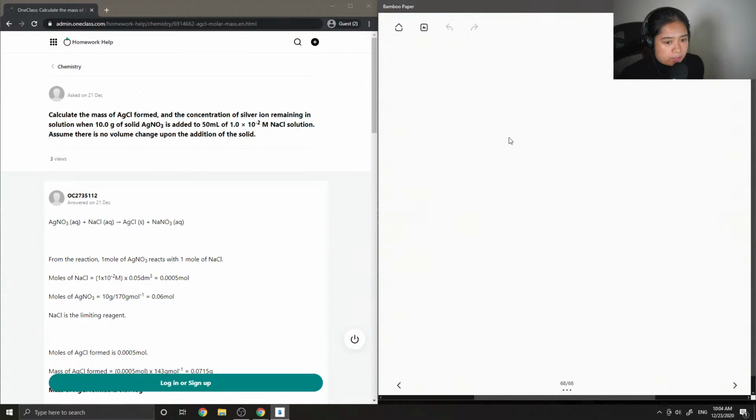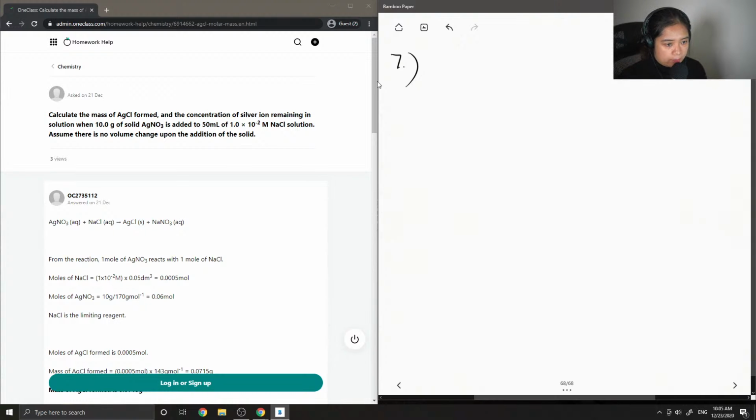Okay, so question number 7. Calculate the mass of silver chloride formed and the concentration of silver ion remaining in solution when 10 grams of solid silver nitrate is added to 50 mL of 1 times 10 to the negative 2 mole per liter NaCl solution. Assume there is no volume change upon the addition of the solid. Okay, so this is a multi-step question.